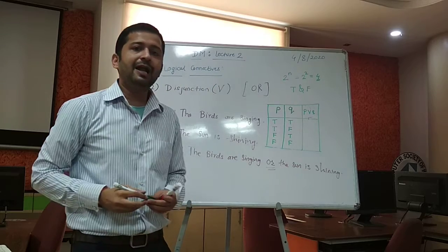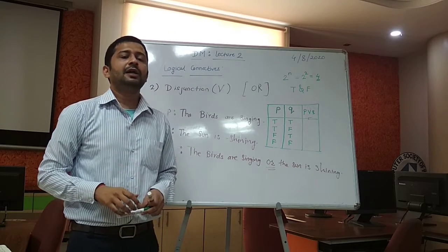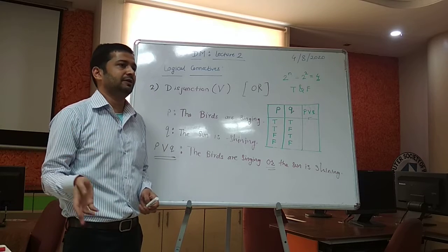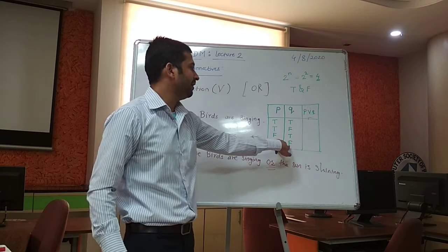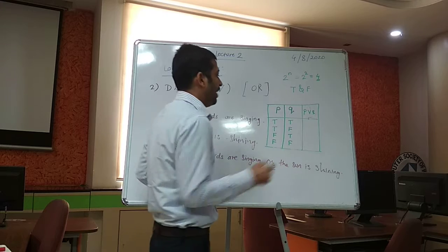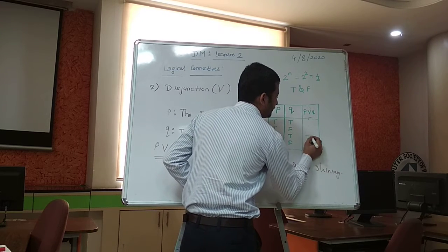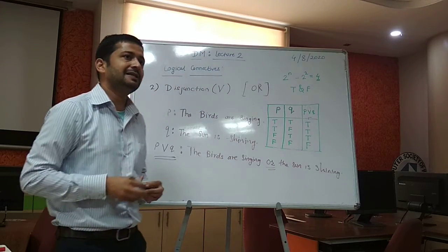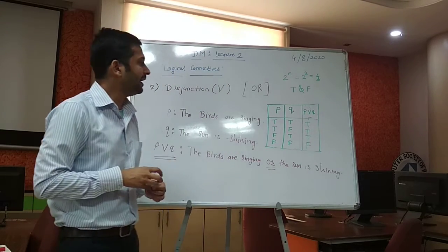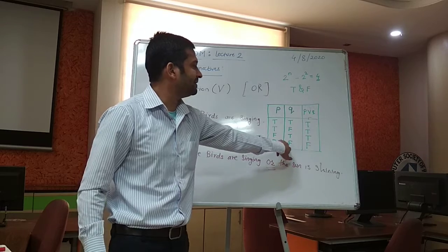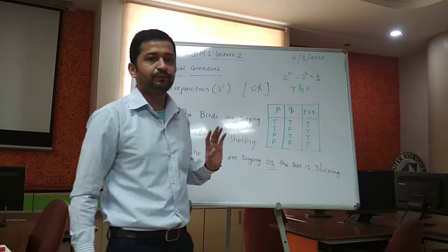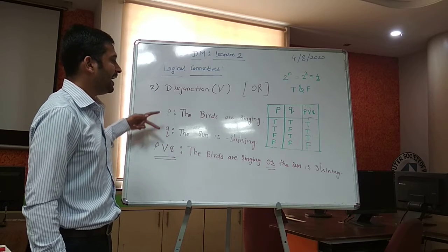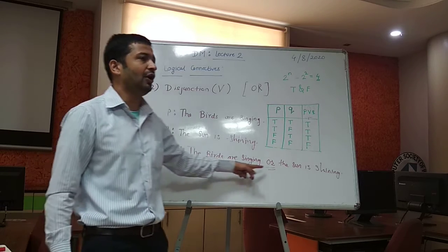So the formal definition of disjunction is like that: if the two input statements have truth value false, then the output is false, otherwise it is true. So it is exactly the opposite of conjunction. Disjunction is exactly the opposite of conjunction. Here, when both the input statements are false, then the output is false, otherwise it is true. So you can take another example of two English statements and make the compound statement by using the or statement.